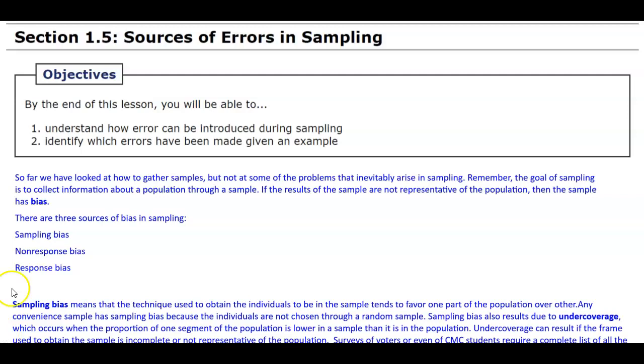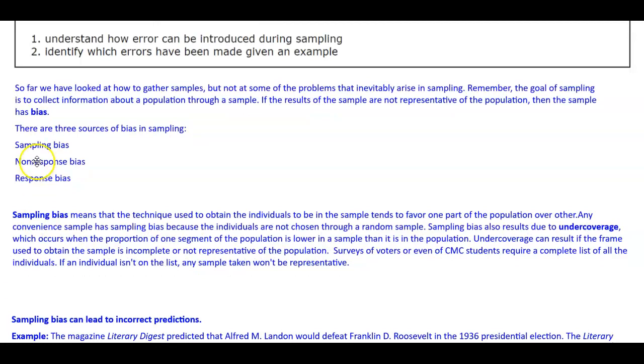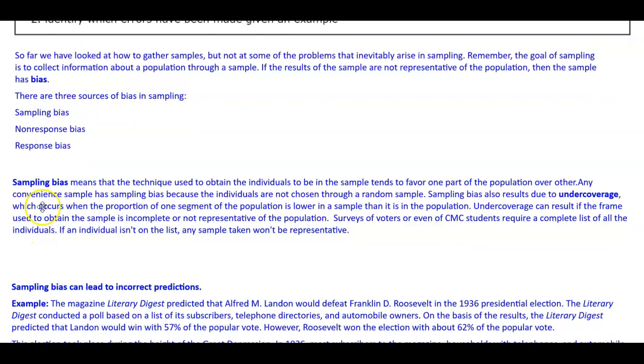Now, so far, we have looked at how to gather samples, but not at some of the problems that inevitably arise in sampling. Remember, the goal of sampling is to collect information about a population through a sample. If the results of the sample are not representative of the population, then the sample has bias. Now, there are 3 sources of bias in sampling: sampling bias, non-response bias, and response bias. First one is sampling bias, which means that the technique used to obtain the individuals to be in the sample tends to favor one part of the population over another.